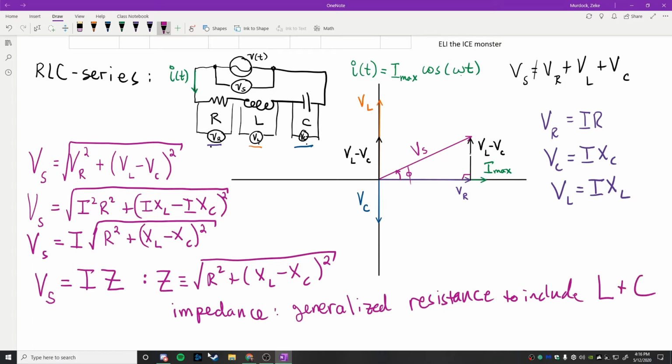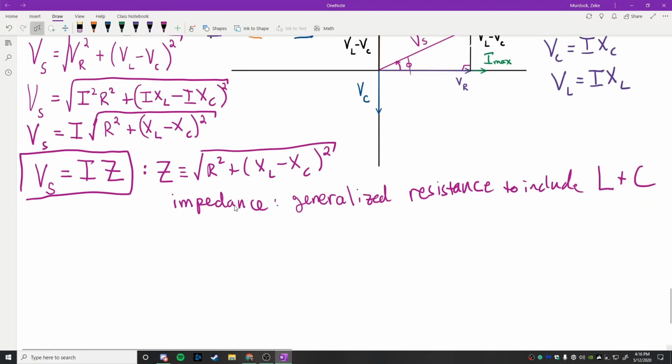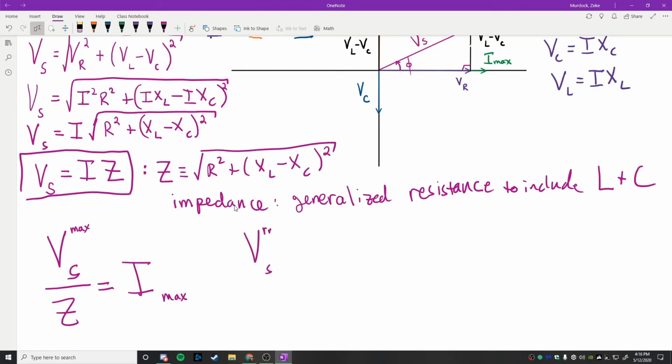To include inductance and capacitance into defining what happens with the circuit, you get this really nice, simple relationship here, which tells you that the voltage across the source, I'm going to write it in a slightly different way, divided by the impedance in the system gives you the current that flows through the system. And this could be max current, or you could write the exact same thing down for RMS current, because RMS is just taking Imax and dividing by root 2. So you could also get RMS current out of this as well.